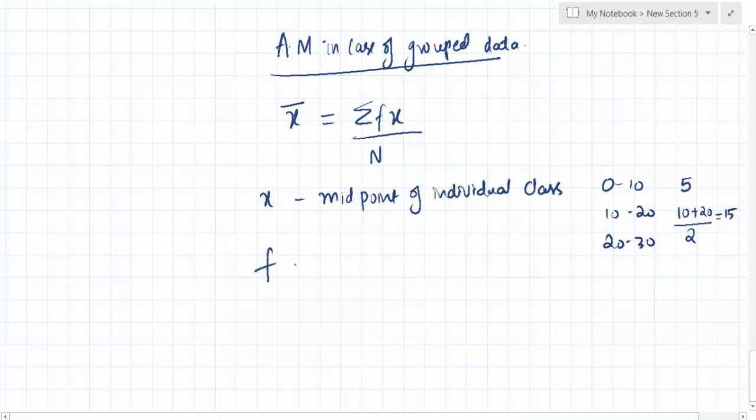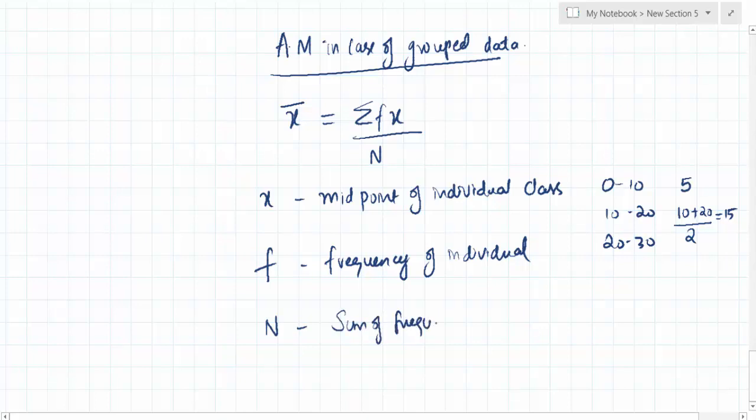Then the f represents the frequency of the individual class. Because we are talking about the group data, the grouping of data arises because of frequency. So the number of times those variables are repeated, that's what we mean by the frequency of the individual class. Then you have n. What is n? N basically represents the sum of frequency. So here you have the frequency, and its sum is represented by n.